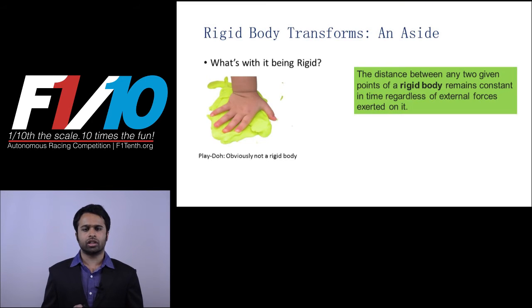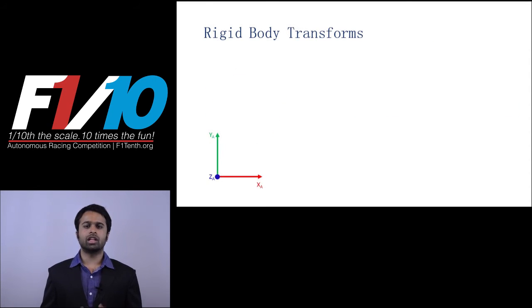I want to clarify the importance of the word rigid here. Rigid simply means that we are dealing with objects that have a fixed structure. For example, you cannot apply the concepts of rigid body transformations to Play-Doh. Our car is a rigid body. Let's formalize the problem statement at hand.